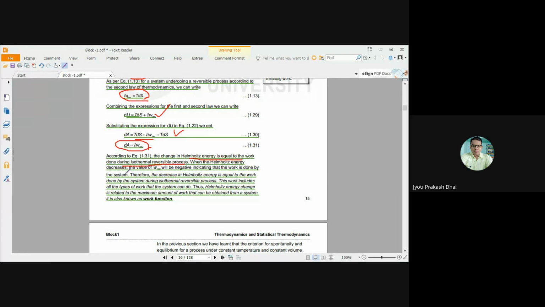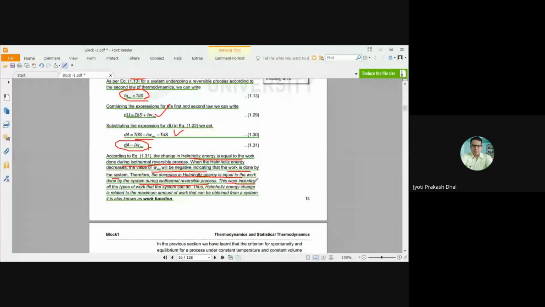When Helmholtz energy decreases, the value of W reversible will be negative, indicating work is done by the system. Here dA equals to dW reversible. So when Helmholtz energy decreases, the value of W reversible will be negative, that indicates work is done by the system. Therefore, the decrease in Helmholtz energy equals to work done by the system during isothermal reversible process.